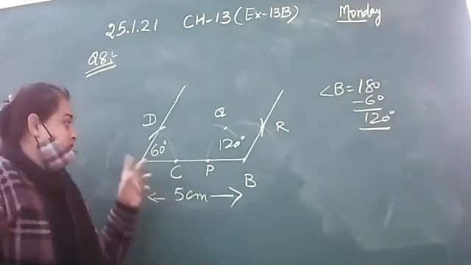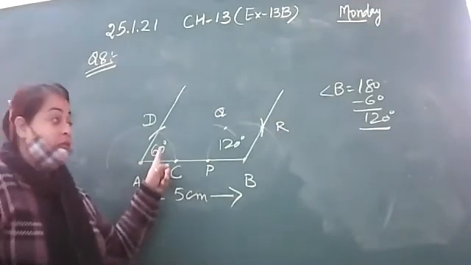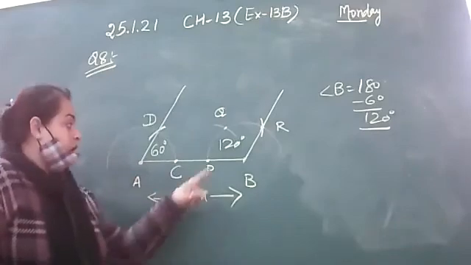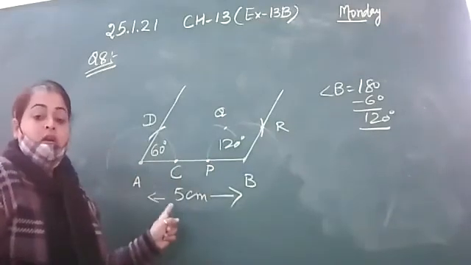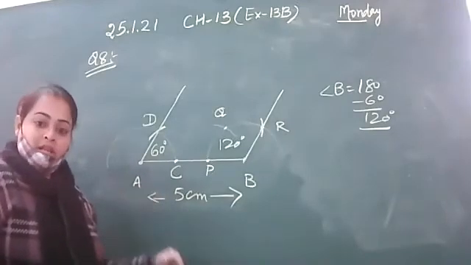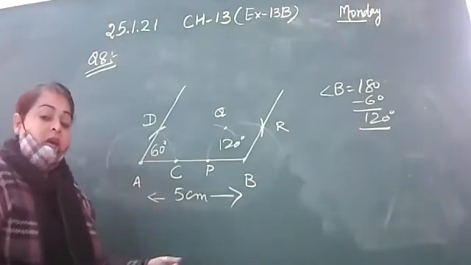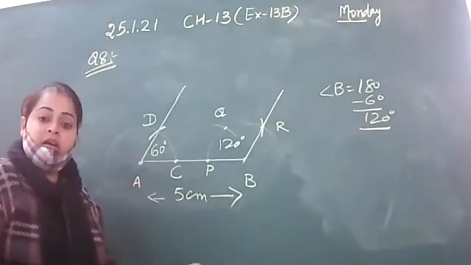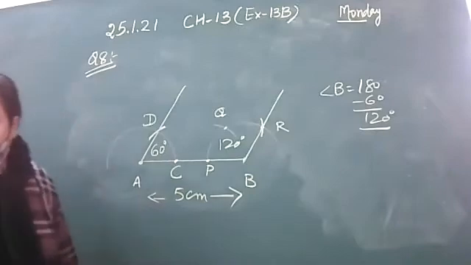Last week I explained 60, I explained 120, I explained 90. In the previous question, we have constructed 60 degree, 120 degree and 90 degree. So the same steps we are repeating again and again. Okay, now next.